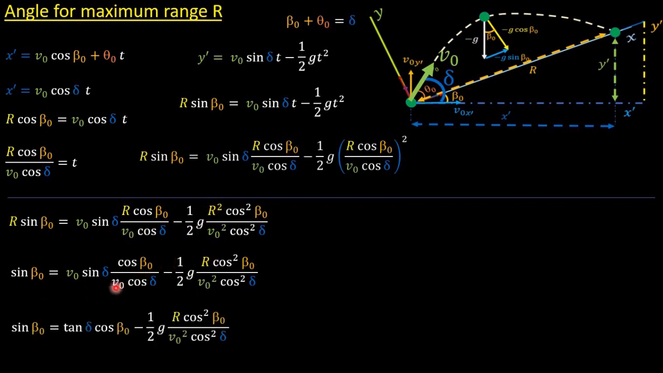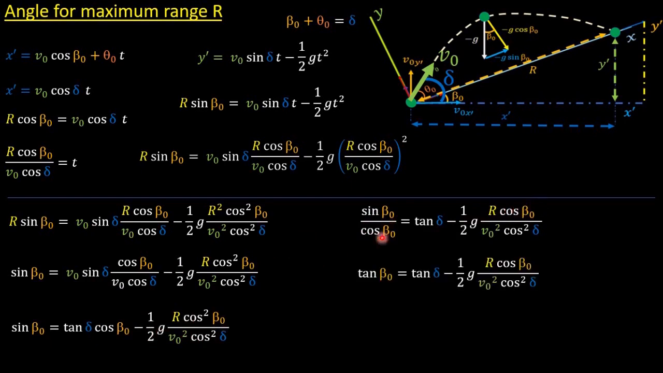Then I can rewrite sine del over cos del as tan del, and v sub 0 there and v sub 0 there will cancel out, leaving behind this expression. Then I divide both sides by cos beta to get sine beta over cos beta. That cos beta is going to cancel out, and I get a cos beta on top cancelling out. I can rewrite sine beta over cos beta as tan beta, and if I add this whole term onto this side, I get this. I just added one half times g times r cos beta over v sub 0 squared times cos squared del onto this side.